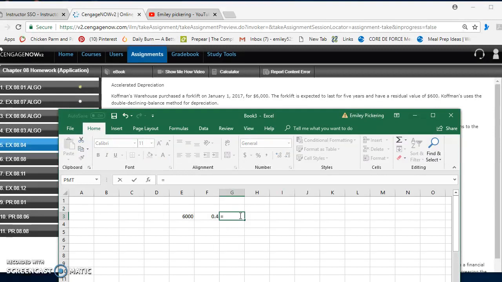So for the first year, I'm going to depreciate it by 2,400, which means my book value is going to be 3,600. So the next year, year 2, I have a book value of 3,600. I'm still taking that 40%. This year I'm taking 1,440, and this is my new book value. Okay. So still taking that 40%.